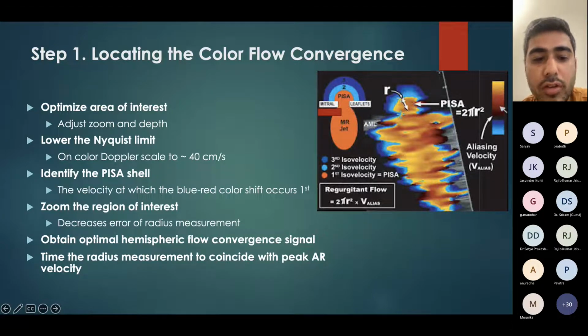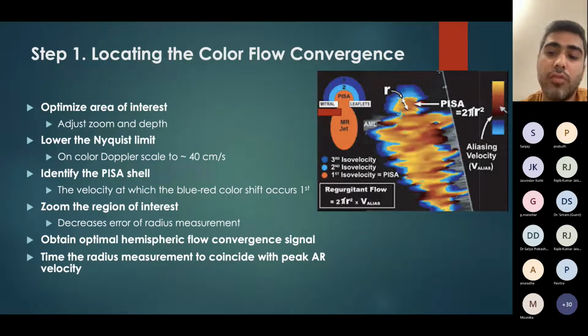Then we go into a zoom mode, which decreases the error of the radius measurement, and obtain an optimal hemispheric flow convergence signal. And we need to time this signal to coincide with the peak aortic regurgitant jet velocity.